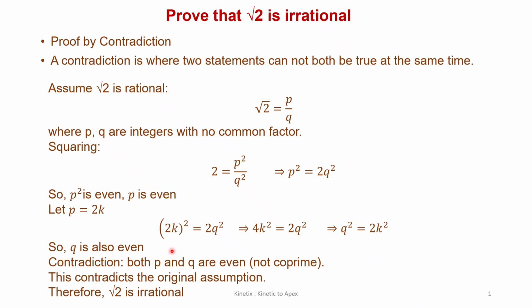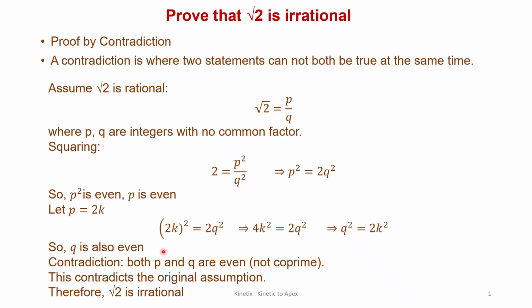For example, let us say 4. 4 is even. That means 2 is also even. 4 is the square of 2. Similarly, 16. 16 is even. That means root of 16, that is 4, is even. If the square is even, then the root of that perfect square will also be an even number.